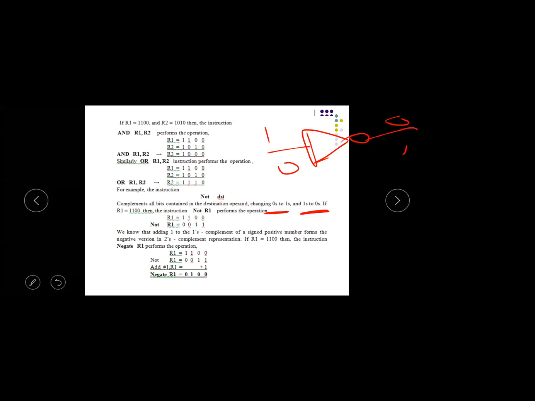Similarly, to perform the NOT operation for a register, for individual bits, if you give 1 you get 0, and if you give 0 you get 1. Now how do we perform the NOT operation for a register? Like the R1 register 1 1 0 0. NOT R1 is nothing but 0 converted to 1, 0 converted to 1, 1 converted to 0, 1 converted to 0. That is 0 0 1 1. This is the NOT operation.